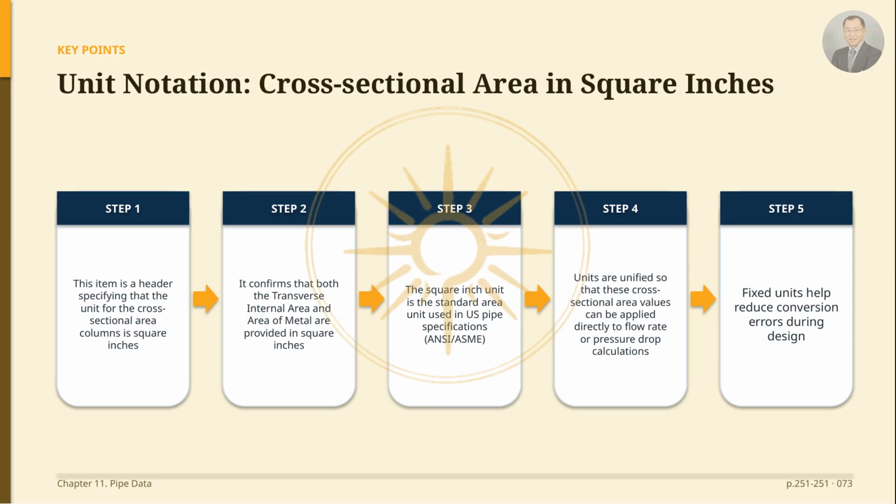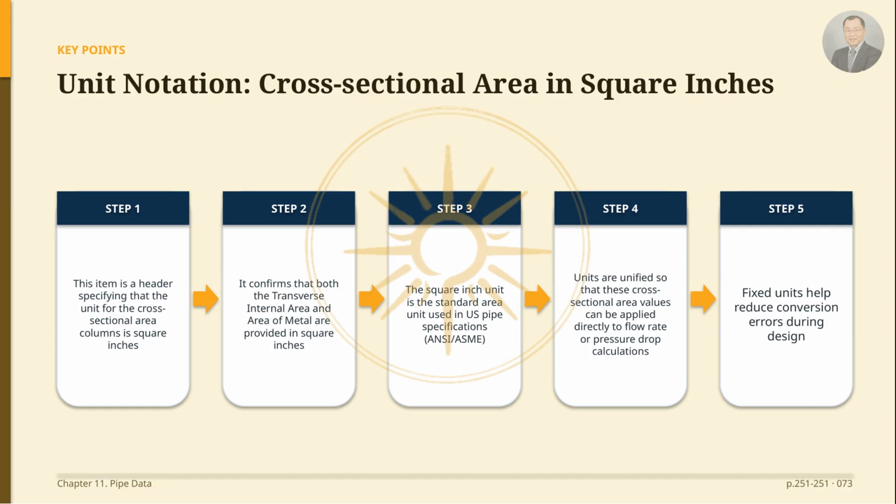Following that, I'll introduce the item specifying the units for the cross-sectional area columns. This header clarifies that both the transverse internal area and the area of metal discussed previously are provided in square inches. Square inches are the standard area unit used in American pipe specifications, and the units are unified so that these area values can be substituted directly into flow rate calculations or pressure drop estimations without separate conversion.